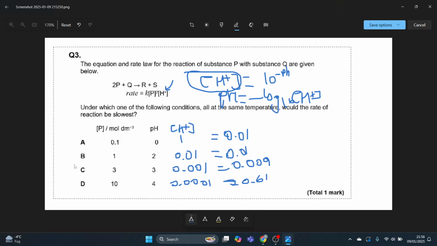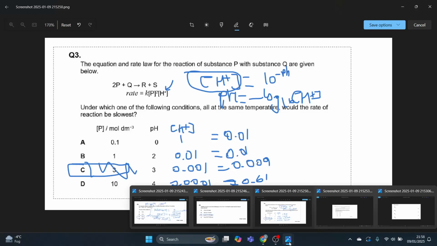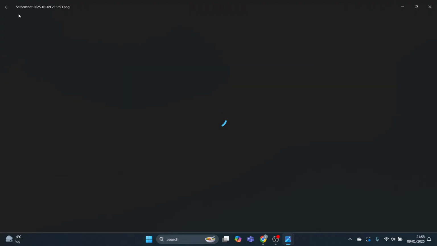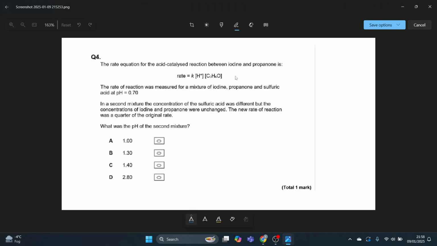So in which one would the rate of reaction be slowest? It's going to be C, my answer. And then question 4. I went through this with my teacher and I know how to do it now. The rate equation for the acid catalyzed reaction between iodine and propanol is that. So you can see in the rate equation we've only got the concentration of H plus ions and propanol. The rate of reaction was measured for a mixture of iodine, propanol, and sulfuric acid at that pH.